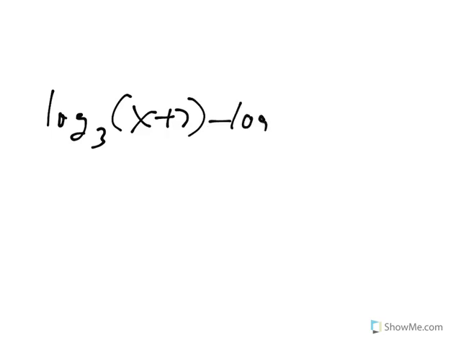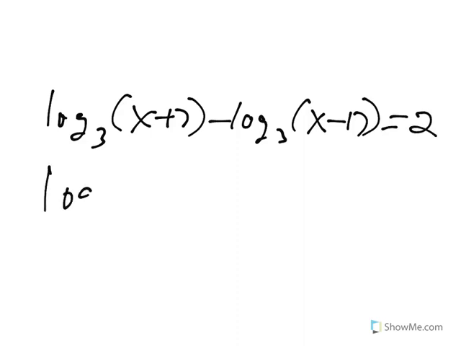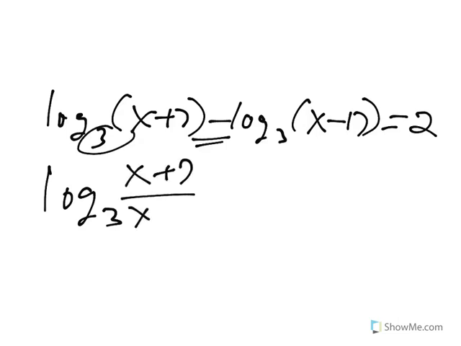If that plus was a minus sign, log base 3 of x plus 7 minus log base 3 of x minus 17 equals 2, it's actually easier. The rule is if you subtract 2 logs that have the same base, you create 1 log where we put the quotient, take the log of the quotient.